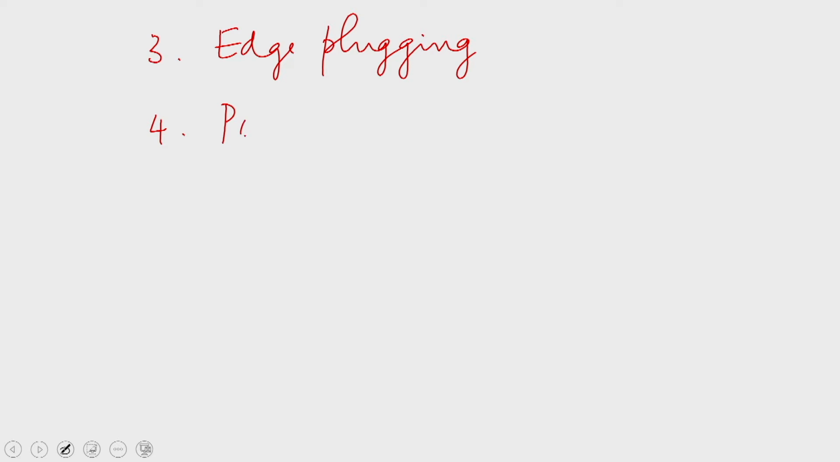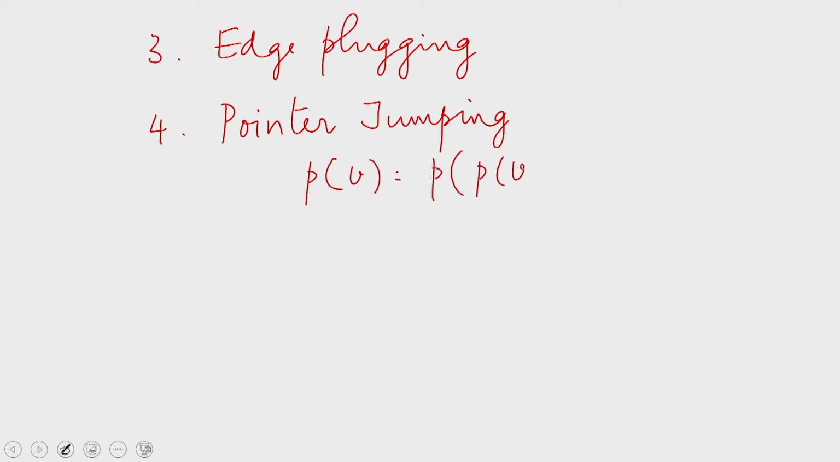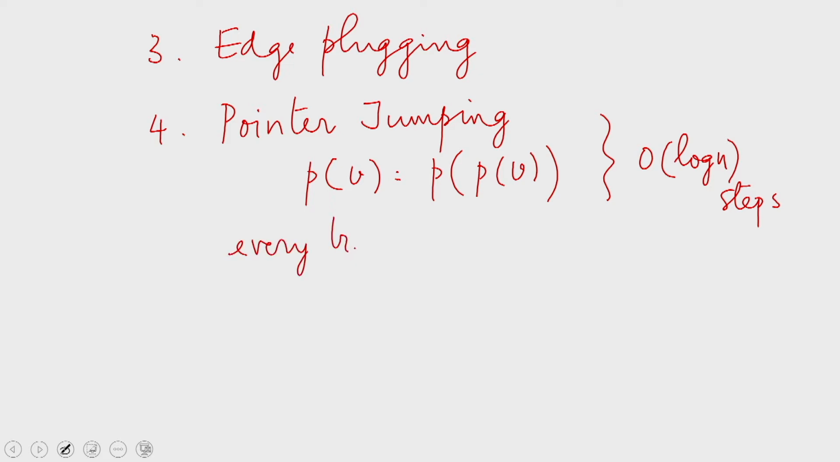In step 4, we did pointer jumping. That is, every vertex redefines its parent, it adopts its grandparent as its parent. So this is done repeatedly until no further change happens. So this is done for order log n steps. So by now every tree has become a star. The star is what we call a supervertex.